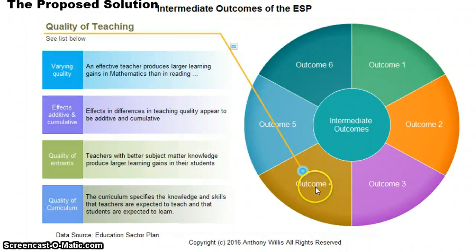Let's look at the initiatives for outcome 4. I believe these graphics help you to better understand the concepts and the relationships and interrelationships of these initiatives and outcomes. For example, what does outcome 4 refer to? Outcome 4 refers to the quality of teaching in schools. And there are 4 main initiatives and problems to solve the problems in that area. For example, the problem in that area involves varying quality of teaching in schools. Effects are additive and cumulative, quality of entrance, and quality of curriculum.